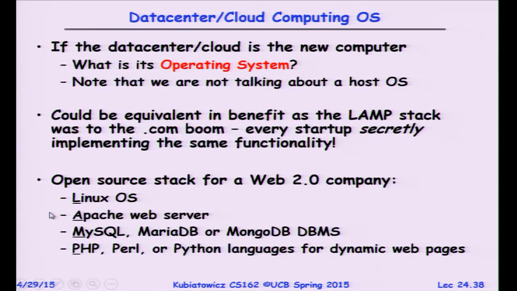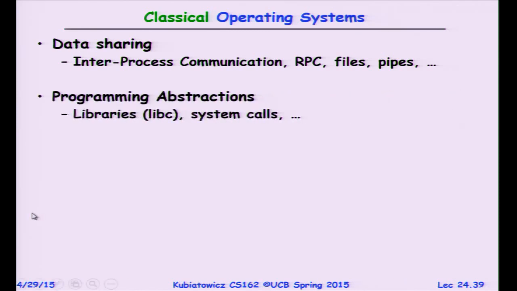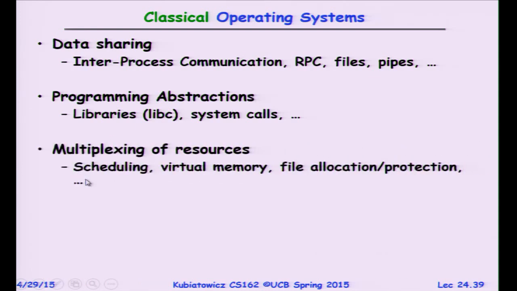Okay, so come on. In a classical operating system, how do you share data? Well, inter-process communication, RPC, files, pipes. You have programming abstractions which come from libraries and system calls. This is the topic of the term, right? And you multiplex resources through scheduling and virtual memory and file allocation and protection. These are all the topics of our term here.